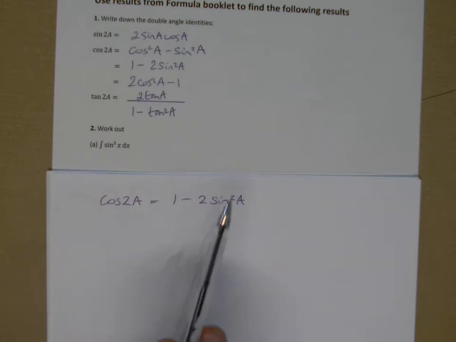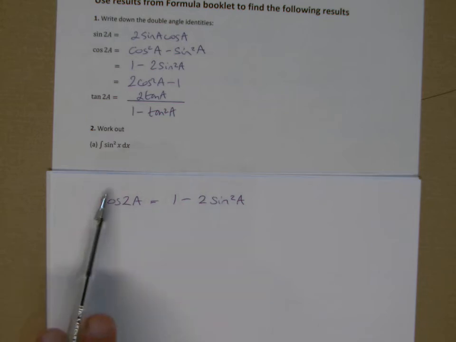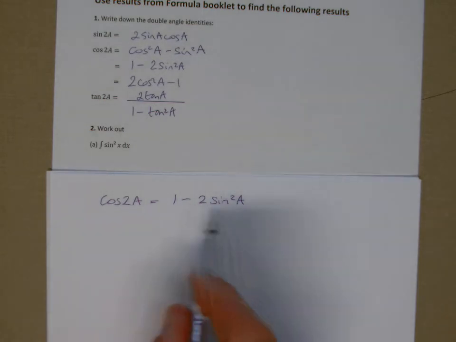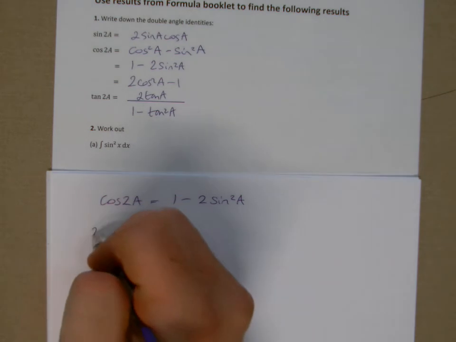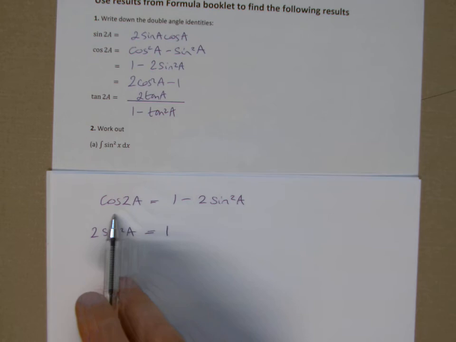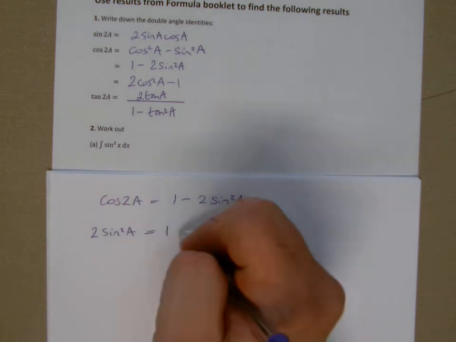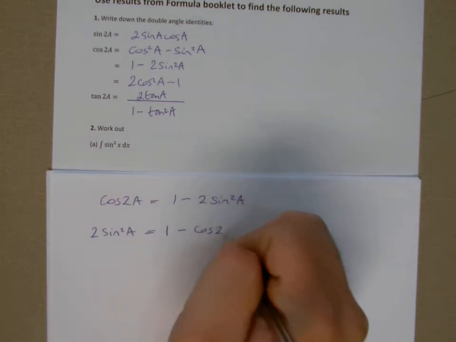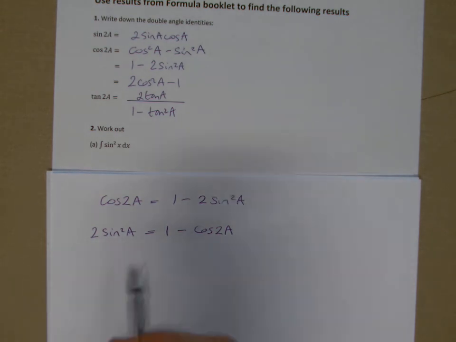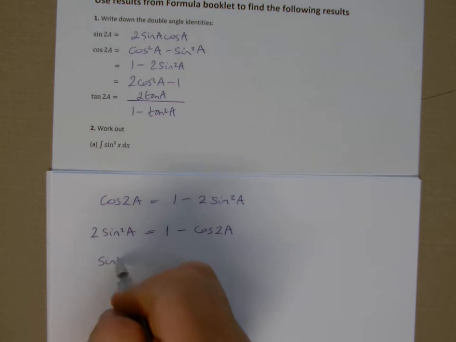Now what I'm going to do is take that minus 2 sine squared a over this side, so it becomes a plus 2 sine squared a, and I'll take the cos 2a over that way, so I'll swap them. So if I take the minus 2 sine squared a over, it becomes plus 2 sine squared a, equals 1, and then if I take that cos 2a over, it becomes minus cos 2a. And if I take that 2 over, I've got a result for sine squared a.